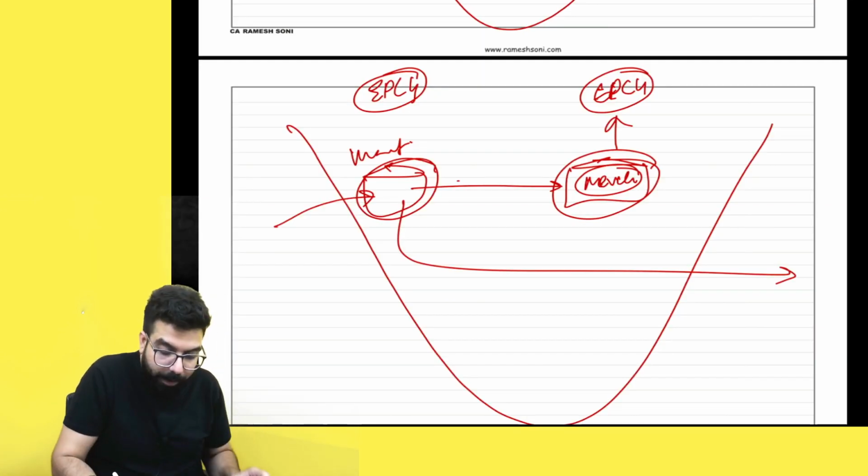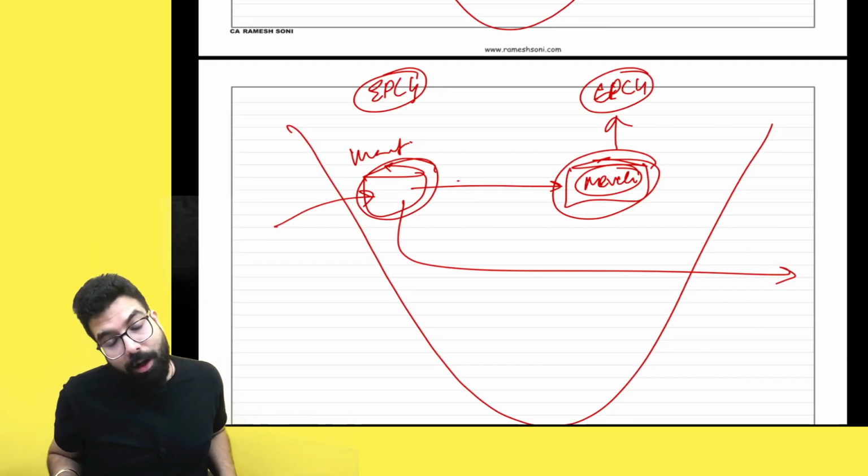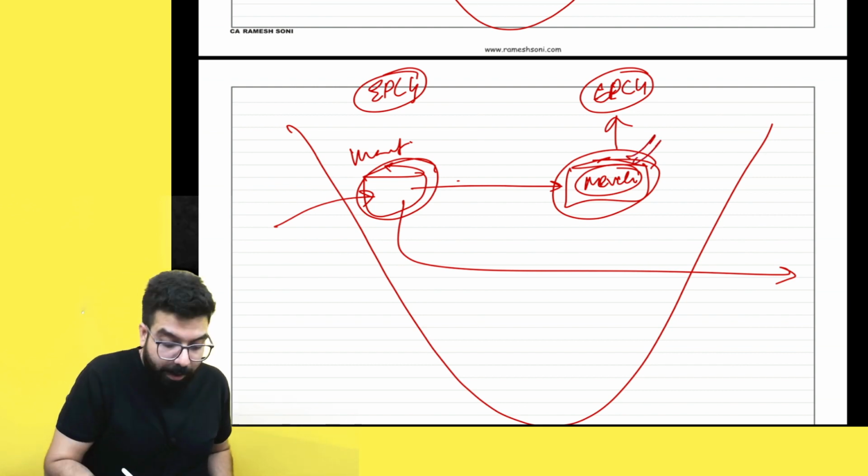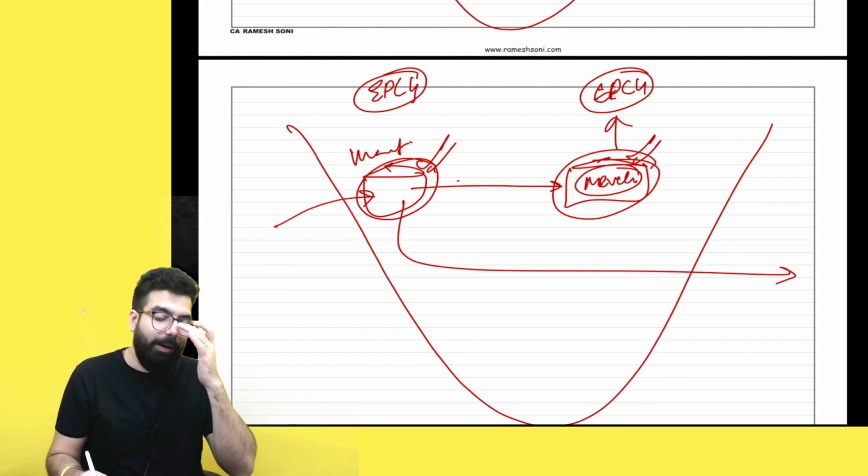So, sir, if I am Ramesh Soni Classes, we are service providers. Sir, can I get EPCG authorization? Yes. Can merchant exporters get it? Yes. Can manufacturers also get it? Yes, sir. Manufacturers also can get it.